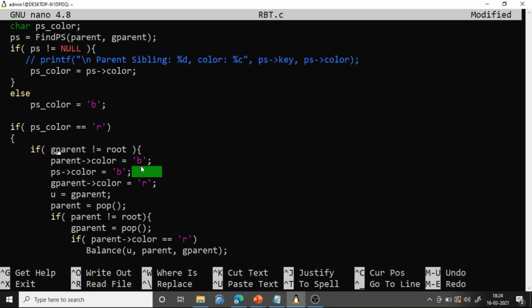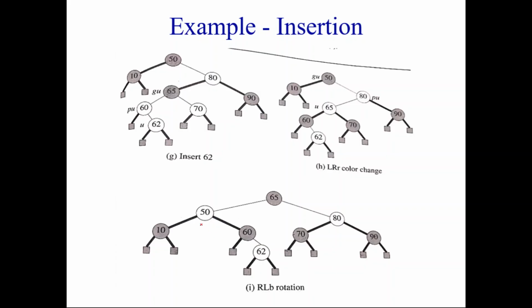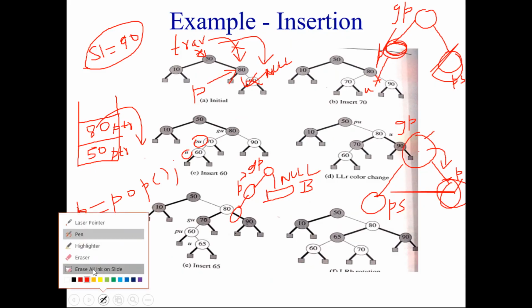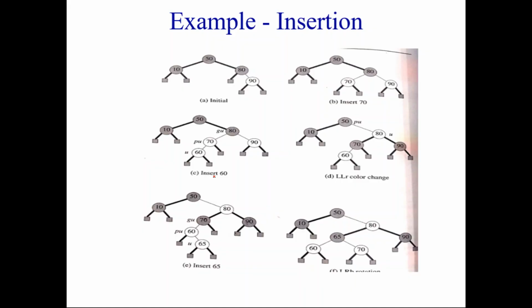Then again we are checking whether the grandparent is not a root or not. So just recall, if the parent sibling is red, what should you do? Take for example this case. The new node is 60, the parent is 70, and the parent sibling is 90. The parent sibling color is red. If it is red in color, then what should you do?